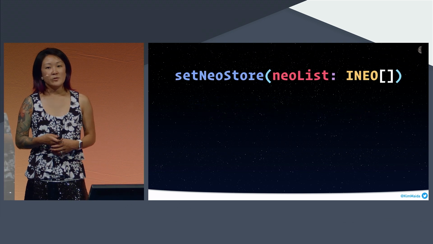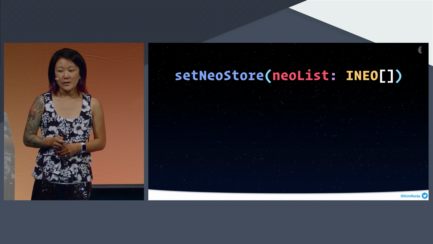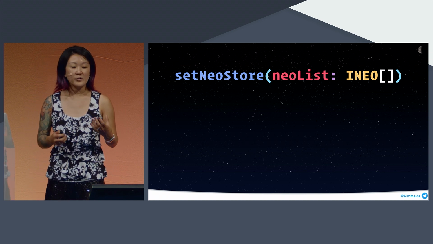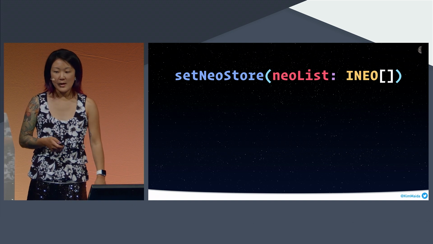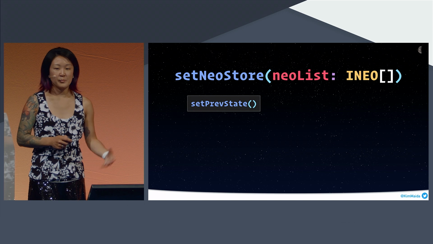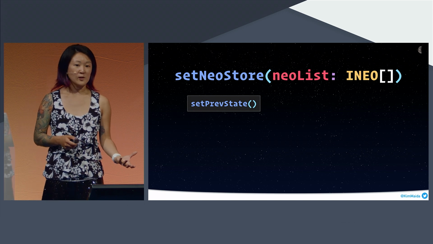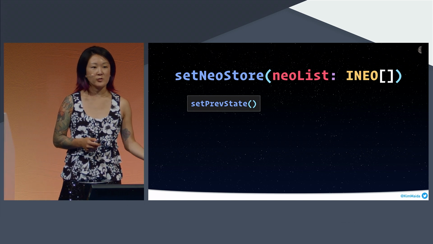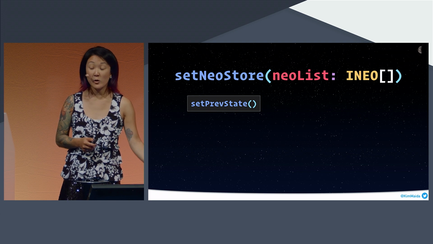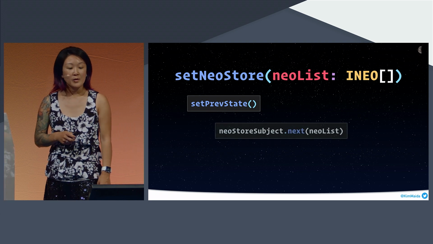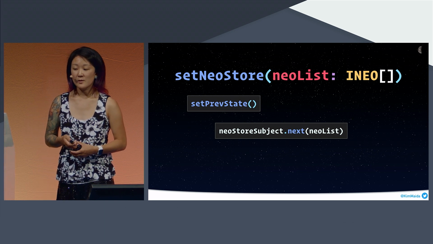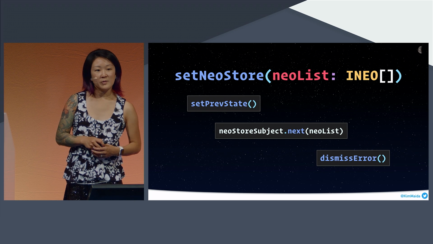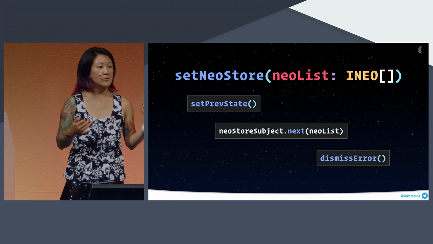Now, the next thing I need to do is be able to set my NeoStore. So this is going to accept an array of near-Earth objects. This is going to be the list. And the first thing it's going to do is set the previous state. Before I push anything new into the store, I need to make sure that I keep track of what the value was before I make any changes to it. Then I'm just going to emit the neolist that was passed into this method. And then finally, I'm going to dismiss errors just in case we had some kind of interaction with the API previously that went a little awry.